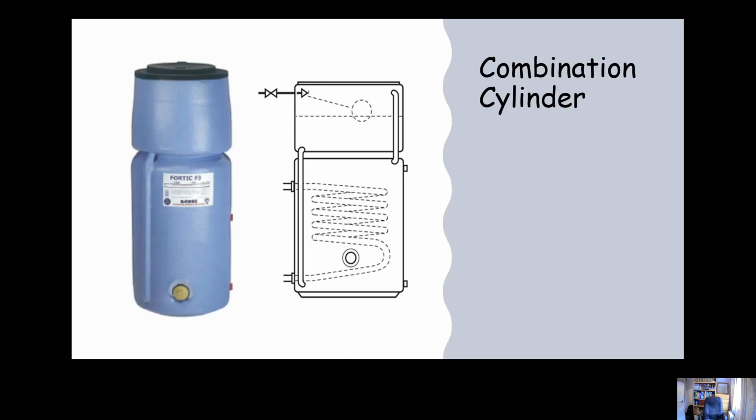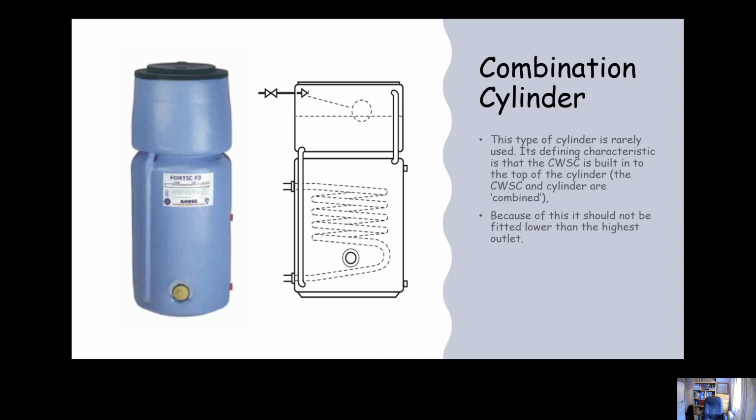Combination cylinders. I briefly mentioned this right at the very start of this PowerPoint. Combination cylinders are called combination cylinders because the cold water storage system is combined with the cylinder. These are notorious for having very, very poor pressure, because pressure is generated by the height of the water above the cylinder normally, and in this case it's sitting right on top of it, so it's going to give us poorer pressure.